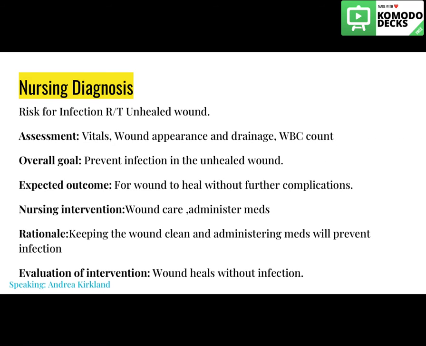Our nursing diagnosis number 2 is a risk for infection related to unhealed wounds. Our assessment would include vital signs, wound appearance and drainage, as well as white blood count. Overall goal would be to prevent infection in the unhealed wound. Expected outcome would be for the wound to heal without further complications. A nursing intervention would include wound care as well as administering meds. Rationale is keeping the wound clean, and administering meds will prevent infection. Evaluation of the intervention would be the wound heals without infection.